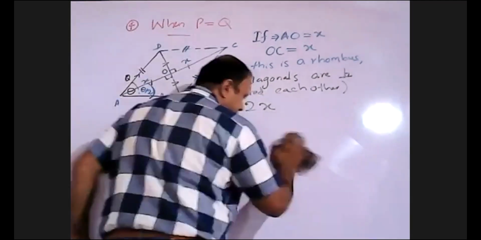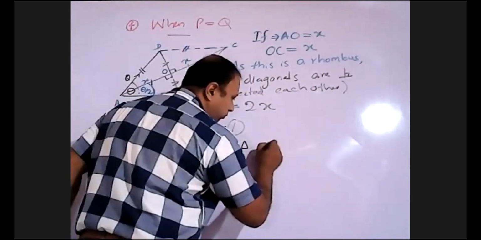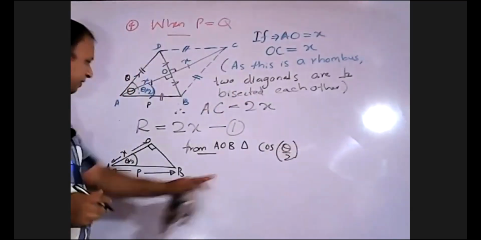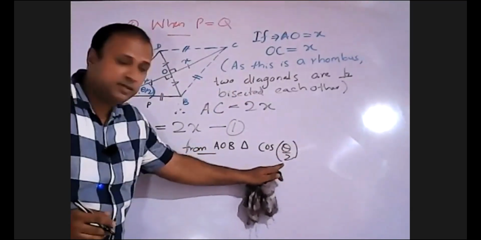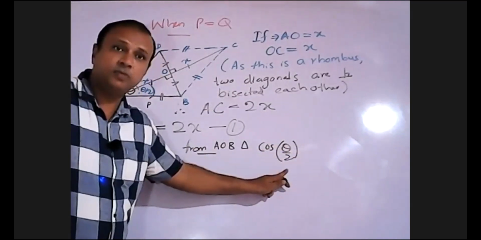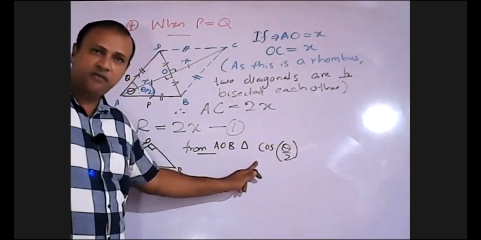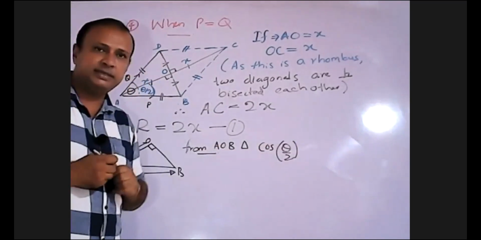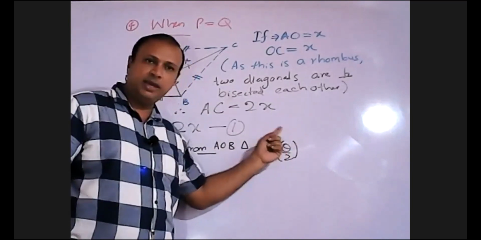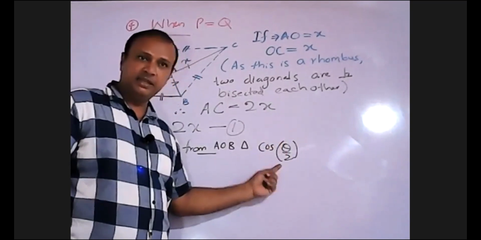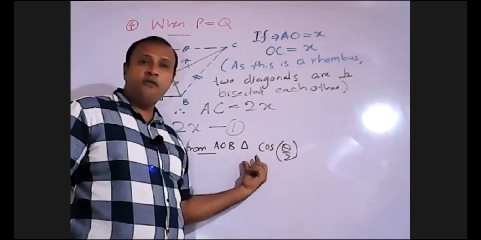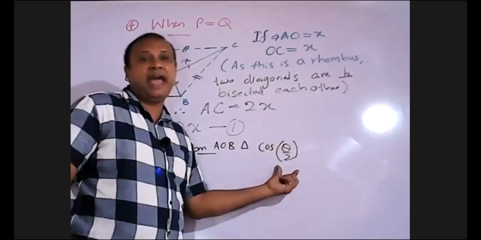Look at this. Cos theta over 2. What is the meaning of this? The meaning of this is the cos value of the theta over 2 angle. That means, suppose theta is 60. If theta is 60, theta over 2 means 30. Therefore, this means the cos value of the theta over 2 angle.